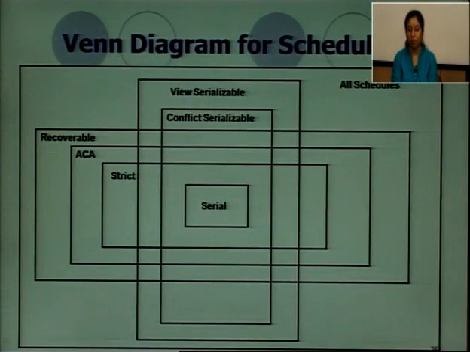This is an example of a Venn diagram of schedules. You can see all schedules and how they relate to each other: view serializability, then conflict serializability. Under this, the recoverable schedules, then ACA, then strict schedules, then serial schedules.